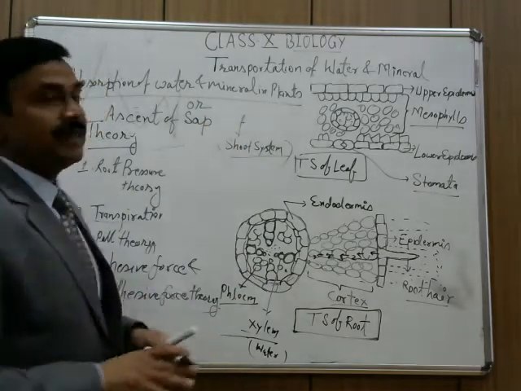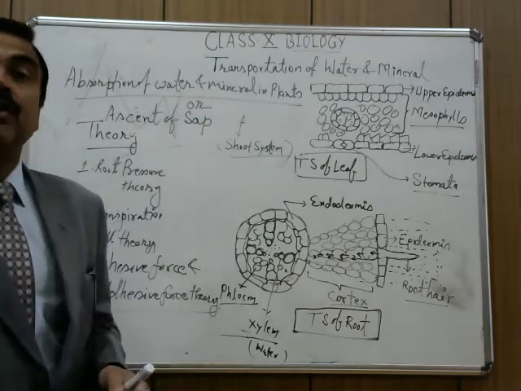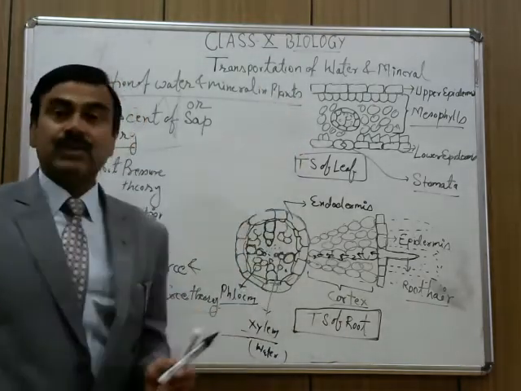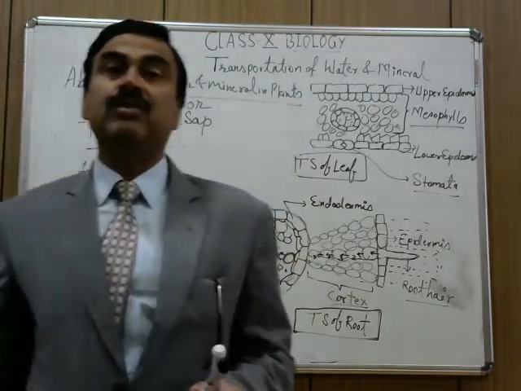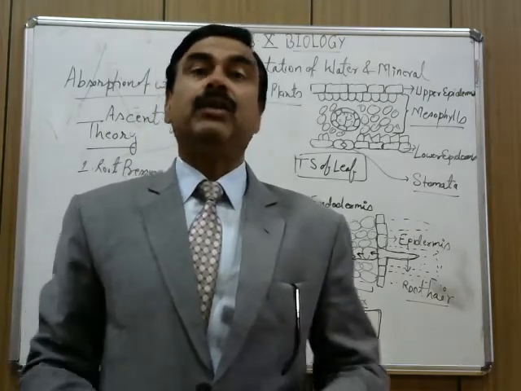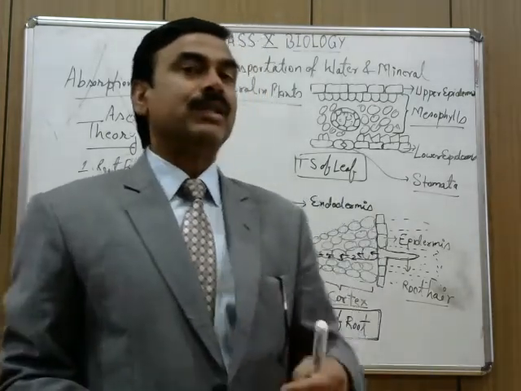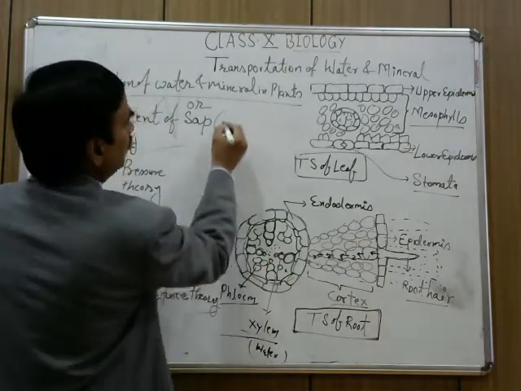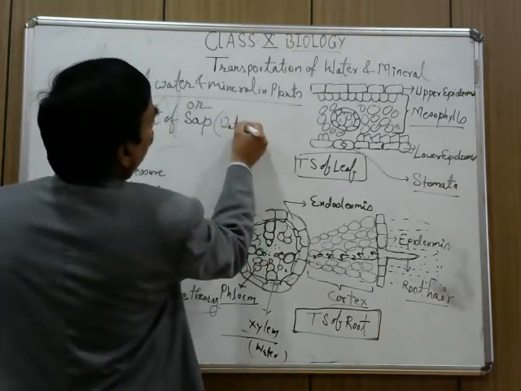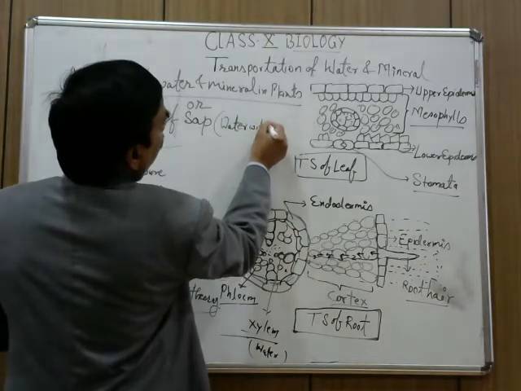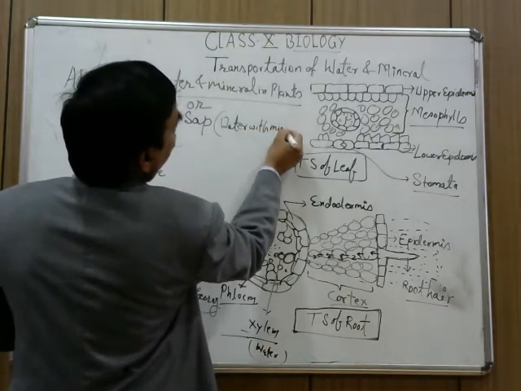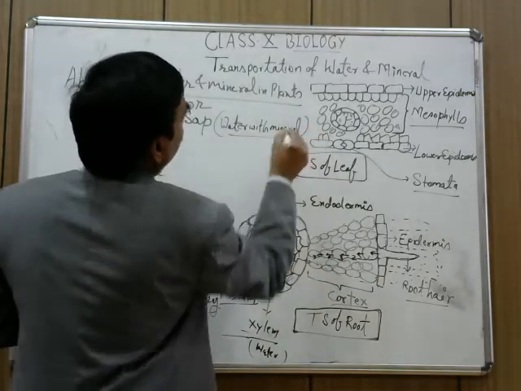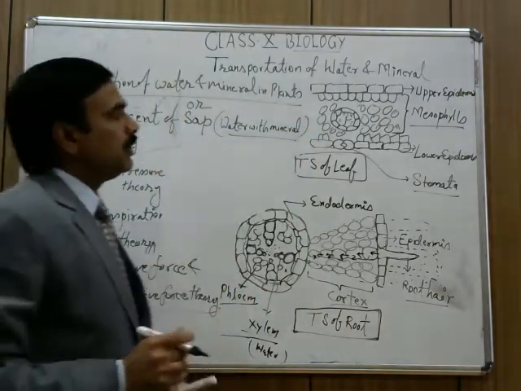So I am using the word sap. Sometimes, what do you mean by sap? Well, only fresh water is known as water. But when the water is mixed with minerals, that is called sap. So sap means you can write water and minerals. Now clear? Sap means water and minerals.